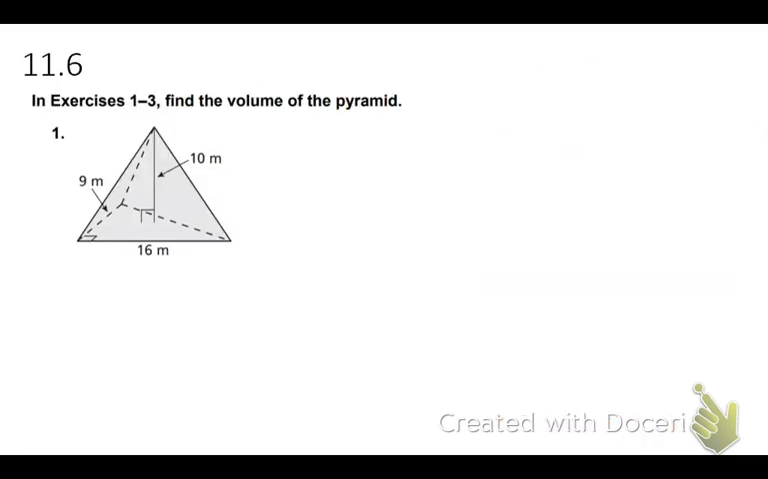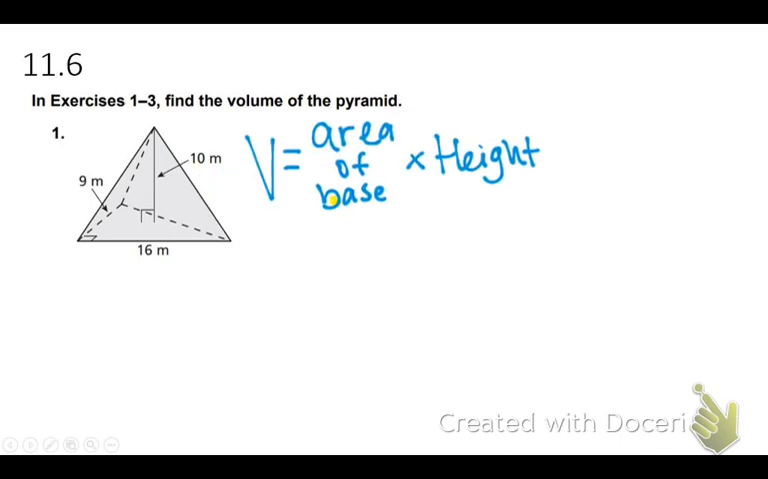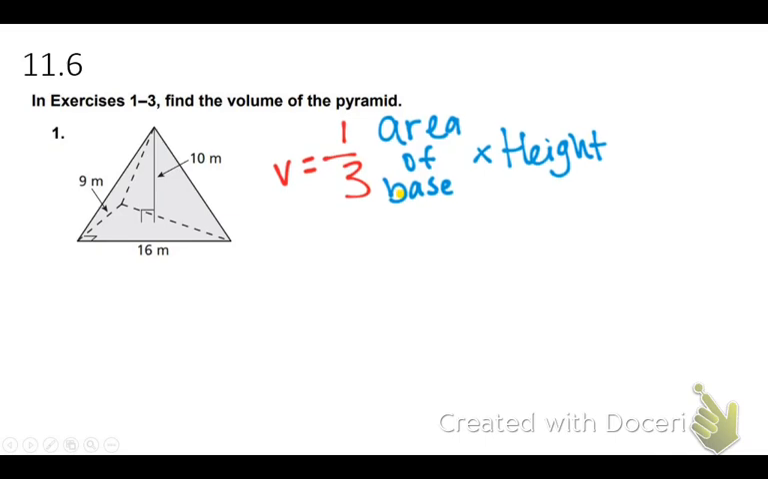In 11.6, we learned about pyramids. So it had basically the same formula, but what was the main difference between the formulas? 1/3. The 1/3. Where did the 1/3 go? Yeah, in front of the area of the base. So volume equals 1/3 times the area of the base times the height.